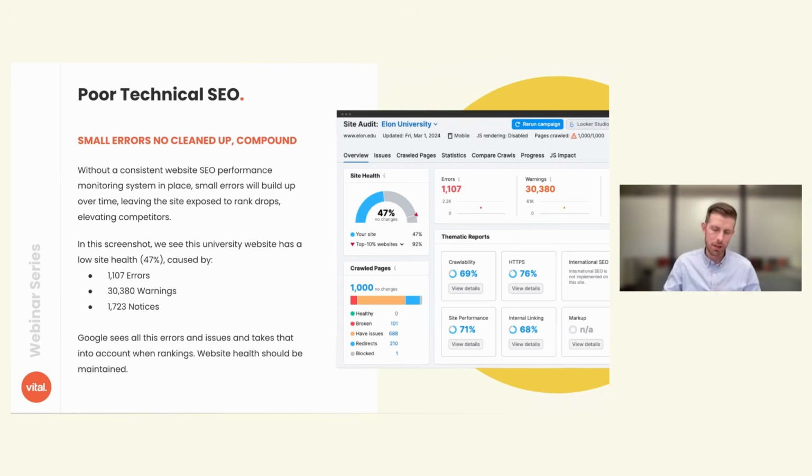And so you're missing out on organic traffic, and you're missing out on giving the best user experience you can to the visitors on the site.